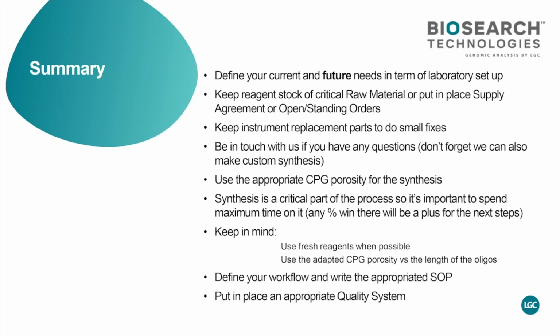Use the appropriate CpG porosity for your synthesis. Synthesis is a critical part of the process, so it's important to spend maximum time on it. Use fresh reagents when possible, because certain amidites only stay on the instrument for a short period of time. Use specific CpG for specific length of the oligos. Define your workflow and write an appropriate SOP. And as I say, for the quality system, you should start with your safety, with your EHS, and make sure that you can actually have that in your facilities.